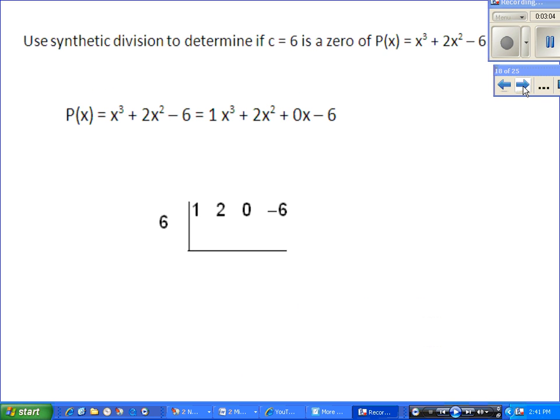We're going to use synthetic division to determine whether or not c equals 6 is a 0 of the polynomial x cubed plus 2x squared subtract 6. Again, I'm going to take my polynomial and insert all my missing coefficients. So I've got a 1x cubed plus 2x squared plus 0x subtract 6. And then these coefficients come down for my synthetic division. And since I'm dividing by 6, I just need the 6 here. I already have my c value given as being 6.